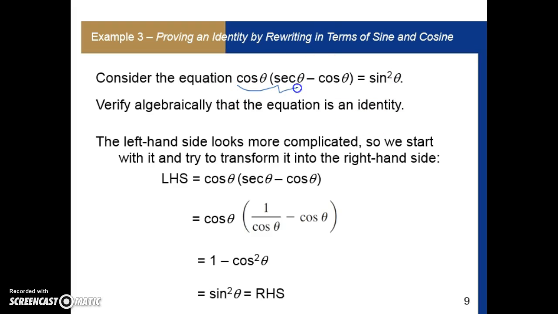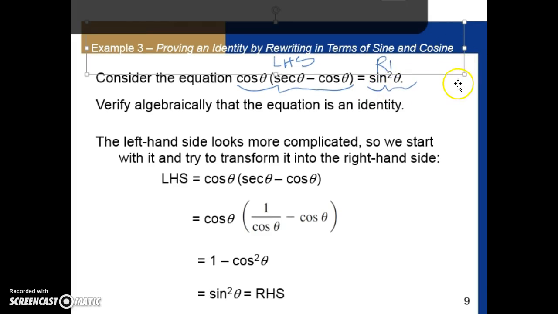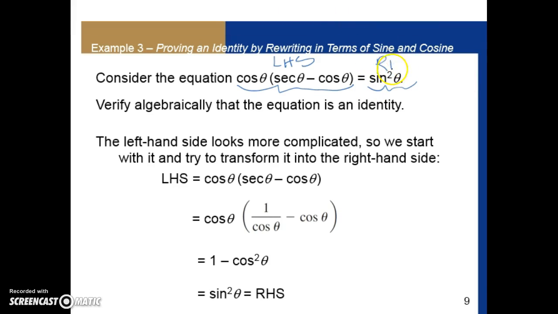So here is our left-hand side, and here is our right-hand side. All right. So I think that the left-hand side looks more complicated. So we're going to start with it and try to transform it to look like the right-hand side. So all we're doing is working on this side. We are not changing anything over here. Every step of the way, our right-hand side looks the same. We're just going to copy it down every step of the way.